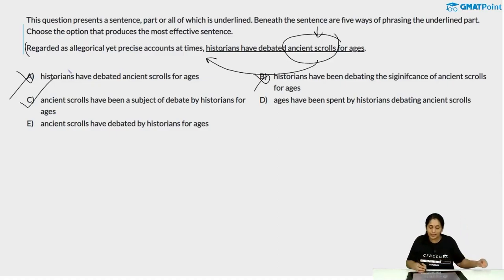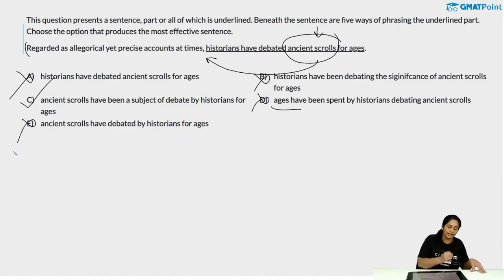Ages have been... no, ages is not the object it is modifying, so we can eliminate D also. Ancient scrolls, so this part is right. Ancient scrolls have debated by historians for ages. Have debated is incorrect, you should say have been debated. When you are converting from active voice to passive voice, you have to say is being or has been or have been as such. You have to add the is being kind of auxiliary verb to the verb that is there. So ancient scrolls have been debated as such. Because been is missing over here, E is also incorrect, C would be the right answer.